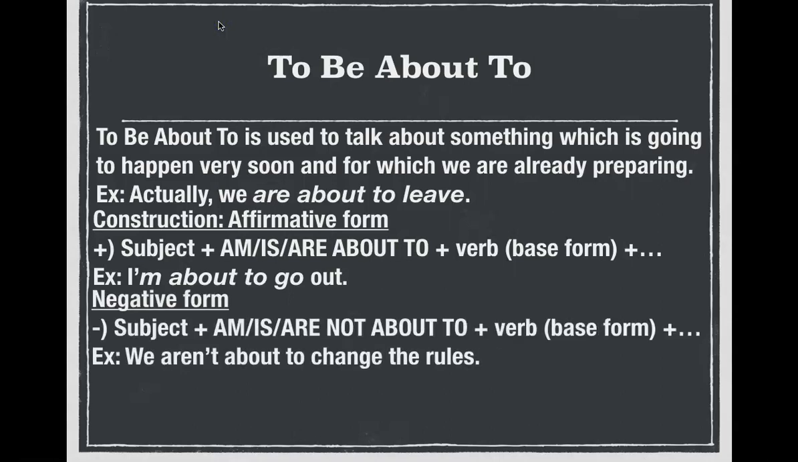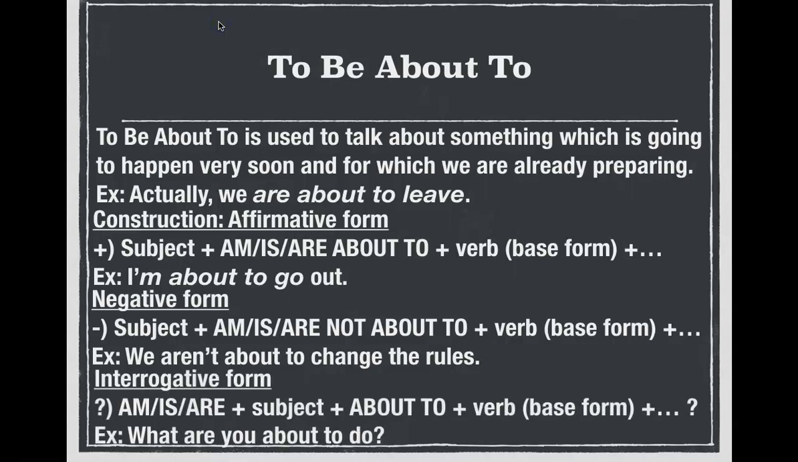In the negative form, you just have to add not after the verb to be. We aren't about to change the rules. And in the interrogative form, you just put the verb to be in the first place, am, is, or are, then the subject, then about to, and then the verb in the base form. What are you about to do?